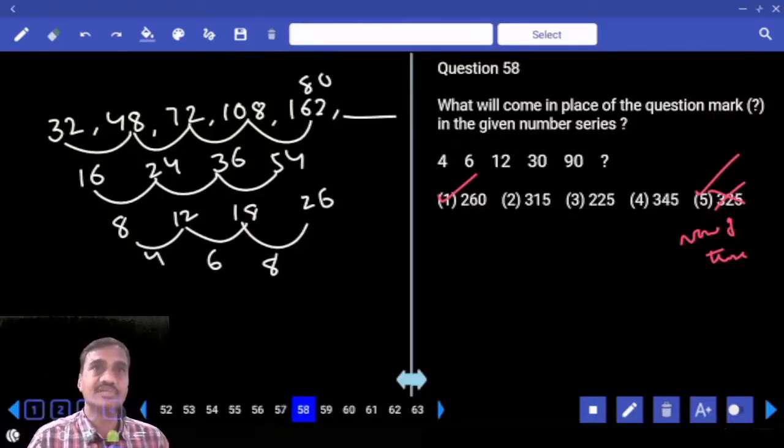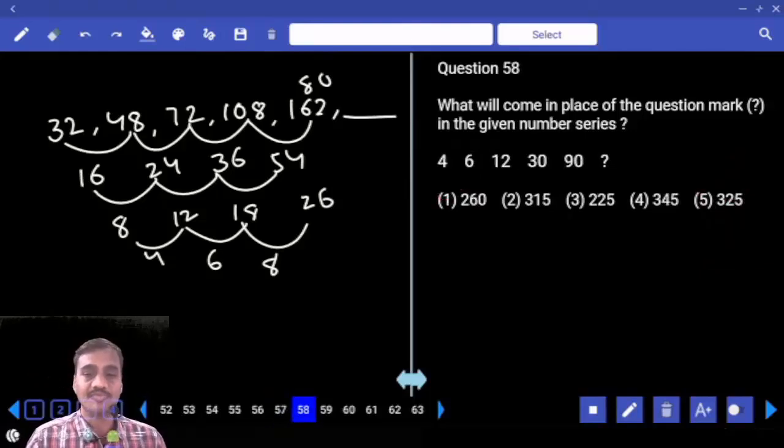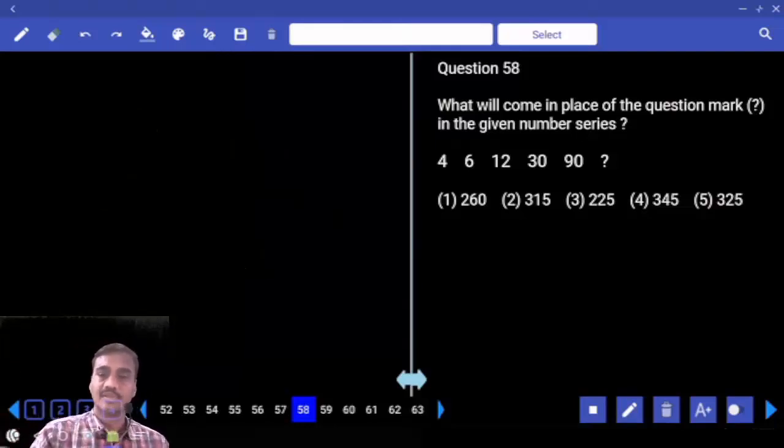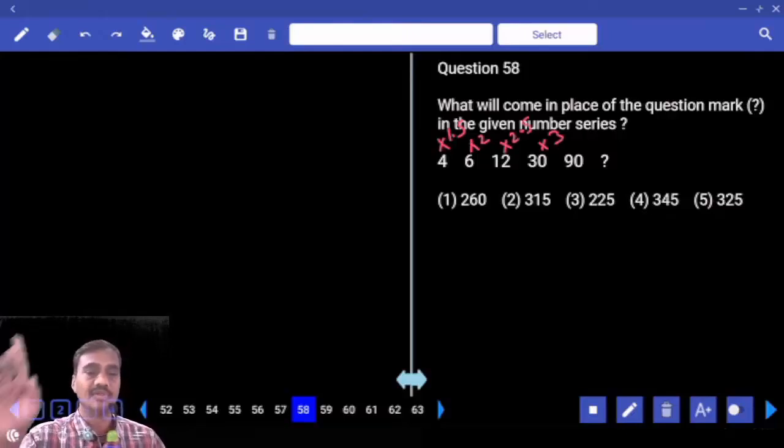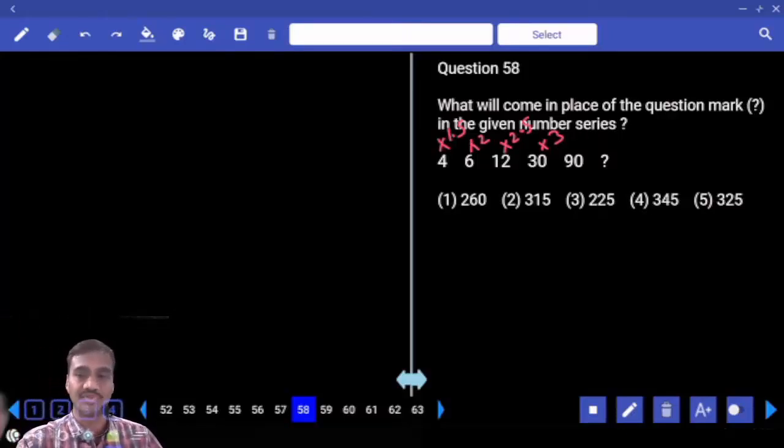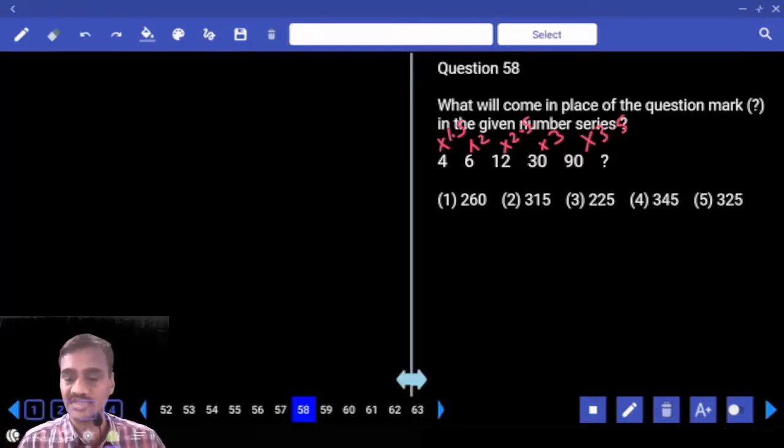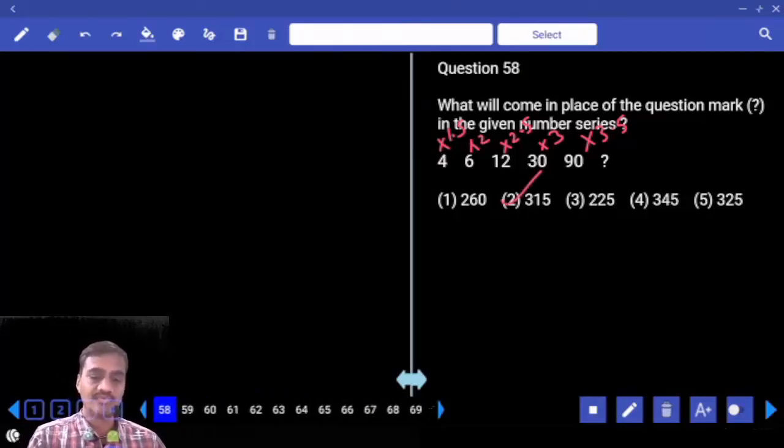And next one, 58. Now the numbers 4, 6, 12, 30 are increasing. 4 to 6 is into 1.5, 6 to 12 into 2, 12 to 30 into 2.5. The multipliers 1.5, 2, 2.5, 3, next one is 3.5. So 90 into 3.5 is 270 plus 45, how much is that? 270 plus 45 is 315. That is choice 2 for 58.